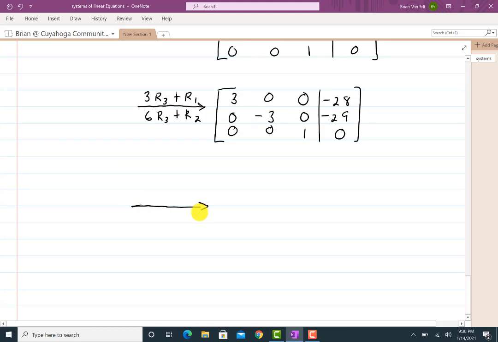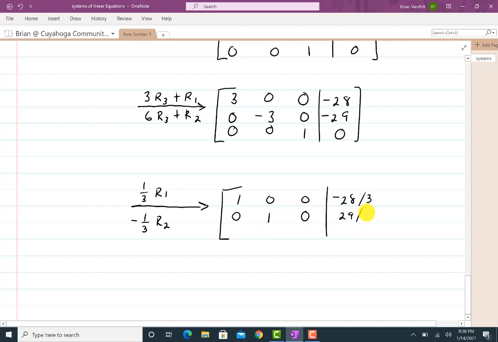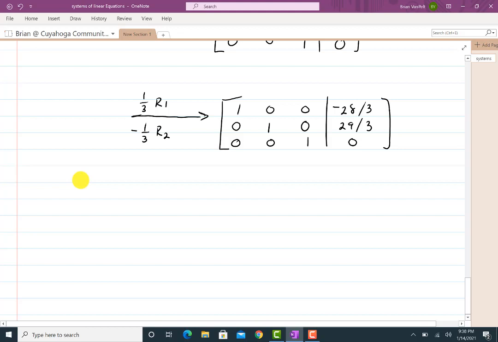So I'll do 1/3 R1, and I'll do negative 1/3 R2. So I have 1, 0, 0, negative 28 over 3. Now I have 0, 1, 0, 29 over 3. And then 0, 0, 1, 0. And so now I have my answer. Let me check. Good, it checks out. So my answer then: x, y, z equals negative 28 over 3, 29 over 3, and 0.